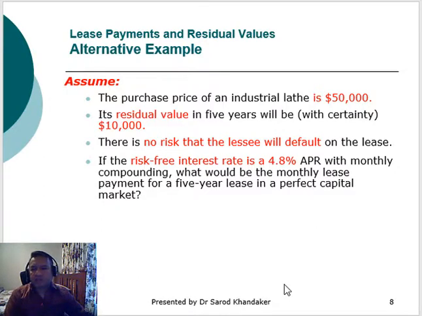Now let's look at another example. Assume the purchase price of an industrial lathe is $50,000. The residual value in 5 years will be $10,000. There is no risk that the lessee will default on the lease. If the risk-free interest rate is 4.8% APR with monthly compounding, what would be the monthly lease payment for a 5 years lease in a perfect capital market?